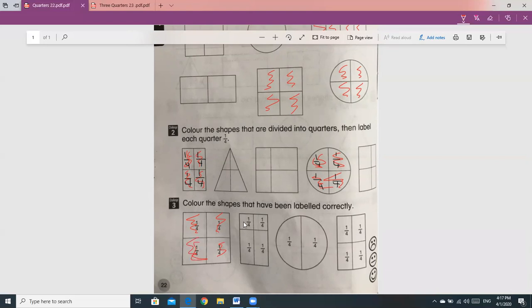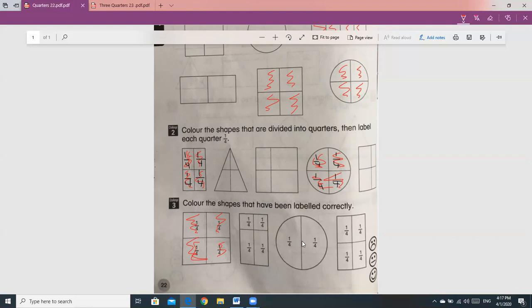Okay, let's see this one. Yes, there are 4 parts. They are labeled correct, but are they equal? No, so it's wrong, because this is not a quarter. This and this is quarter. How come? No, so it's not. I will not color it.